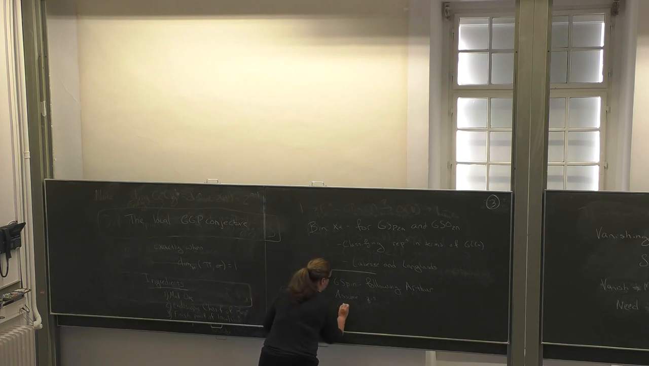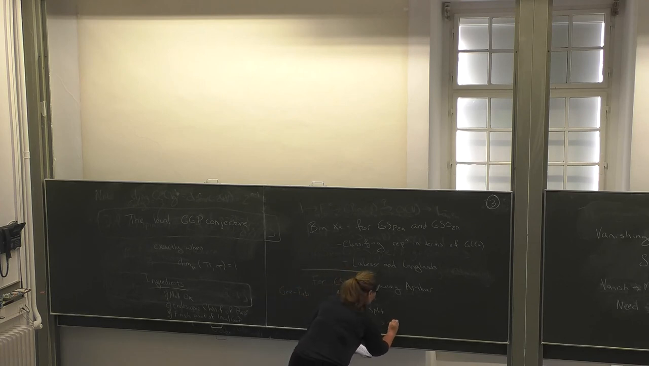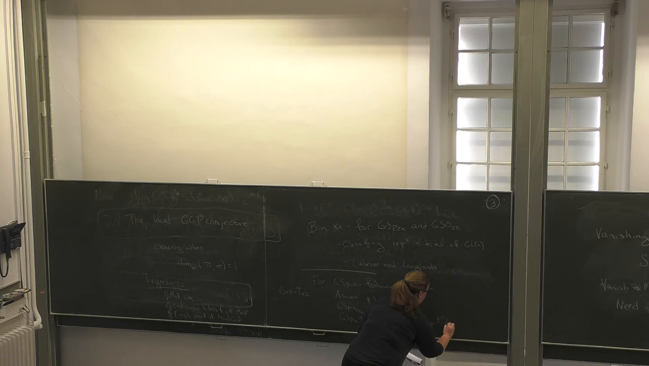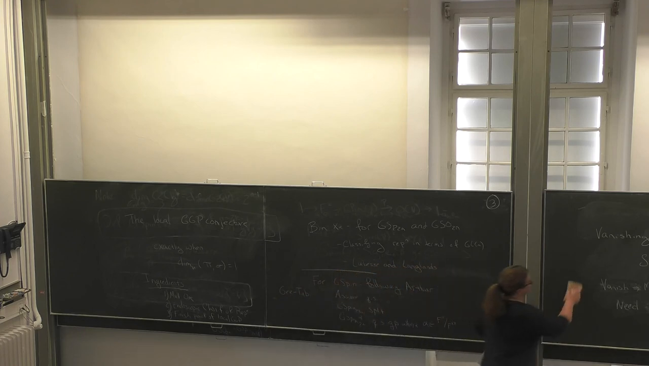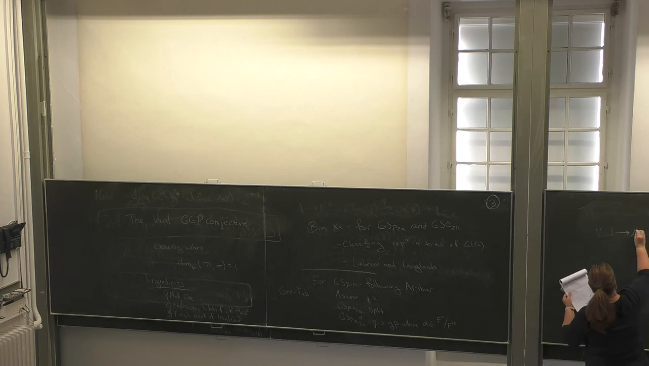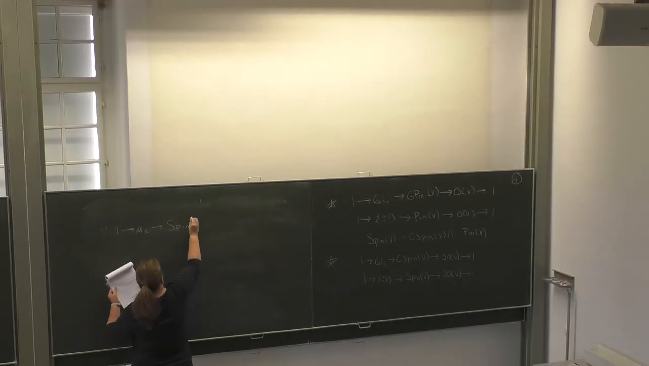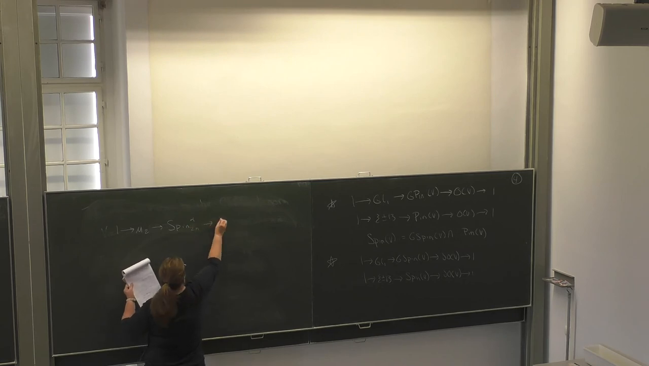So GSpin2n+1 is split, and we'll denote this as this. This is a quasi-split group. And basically, the endoscopic groups, let me just put what that is. I'll do this exact sequence and then say what the endoscopic groups are. So here we'll be looking at GSpin slightly differently.